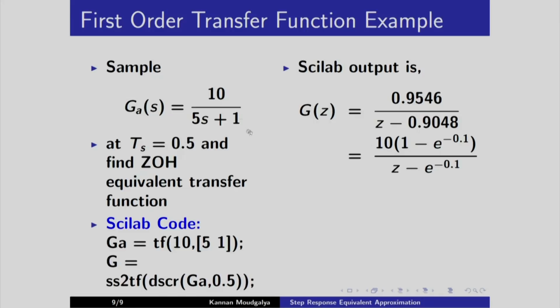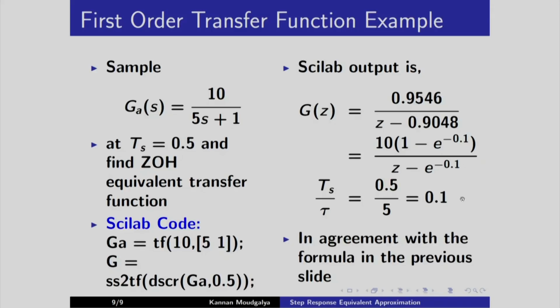Where this 10 is the steady state gain. And what about this 0.1? 0.1 turns out to be Ts by tau. So you have Ts by tau here, and here also Ts by tau in the exponent. So we conclude that this is in agreement with the formula in the previous slide.